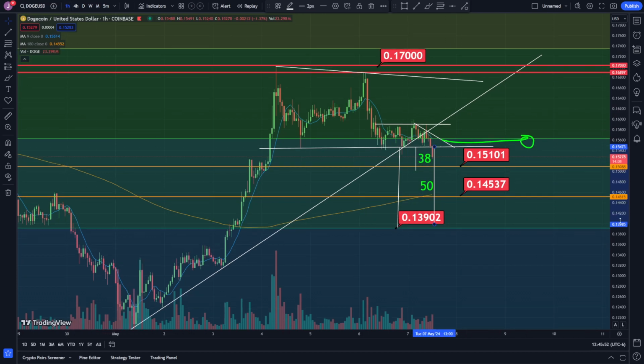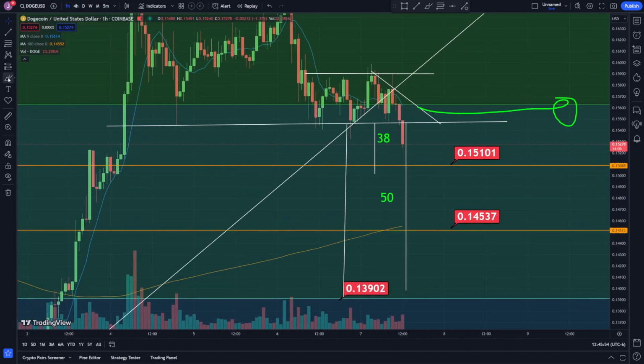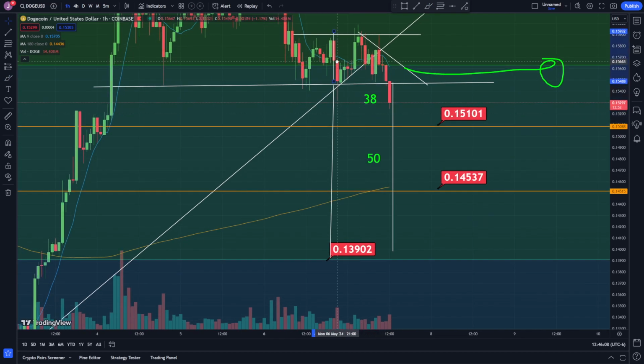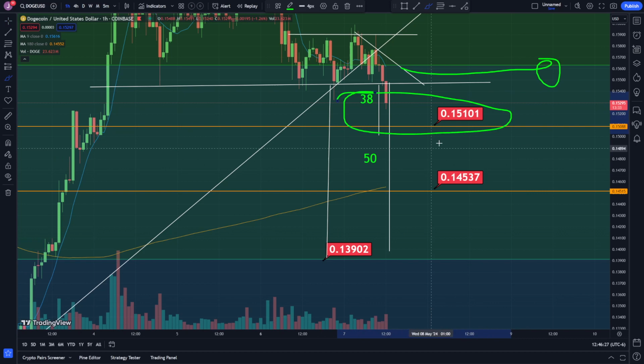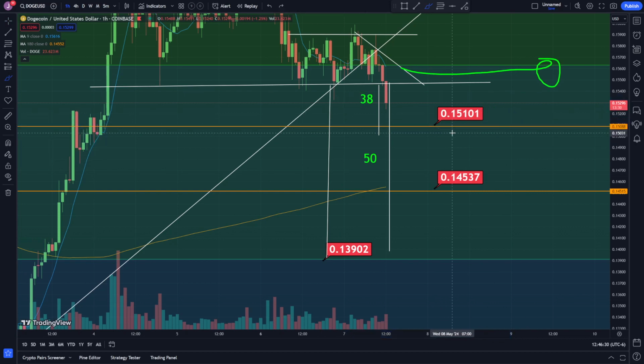And then the other thing is, at a minimum, we also had this little channel pattern. I don't think I talked about it. We had resistance, resistance, resistance, support, support. If we drag from the bottom to the top of that, we get this little target right here. We drag this to the breakout, bottom to the top, drag that to the breakout. And the first target is 0.150110, but it lines up with that 38% level right here on the smaller Fibonacci retracement chart.